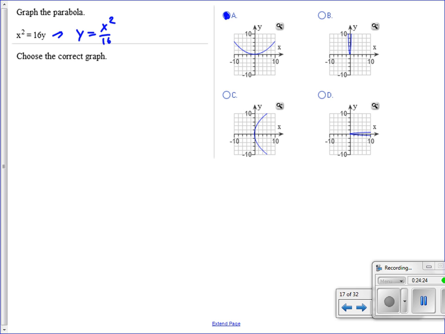The main thing is recognize whether it opens up or down, left and right. And you should know that because we did a whole chapter on quadratic equations, y equals x squared stuff, right? So if you ever get x squared, you know it's going to be opening up and down. Y squared is going to be its inverse, so it opens left and right.